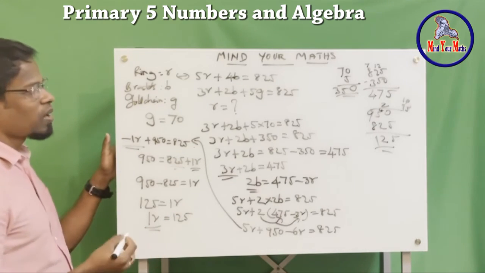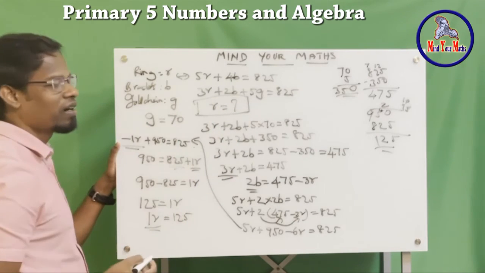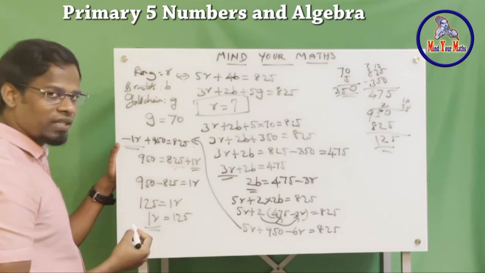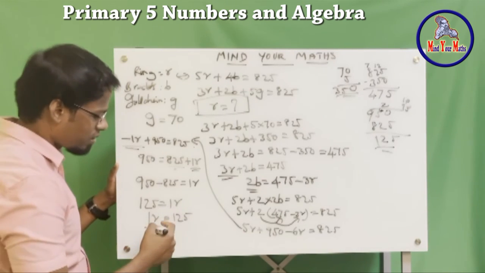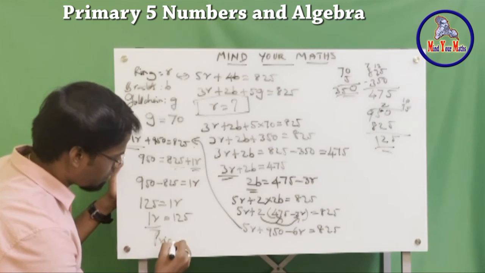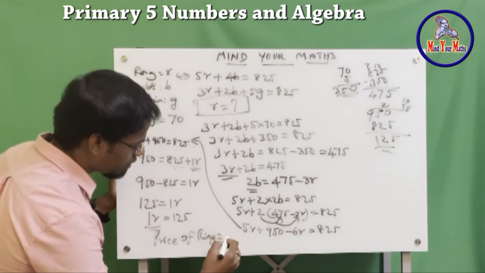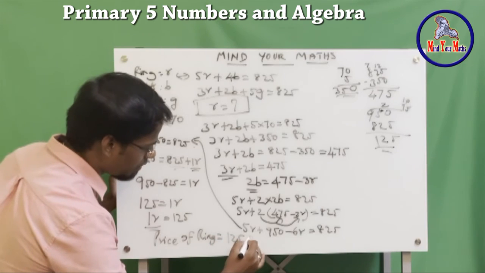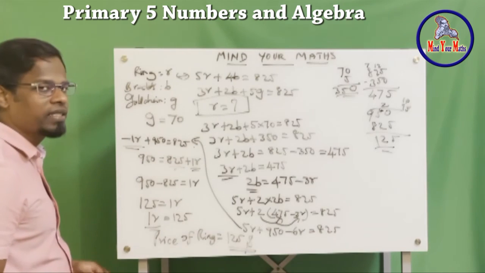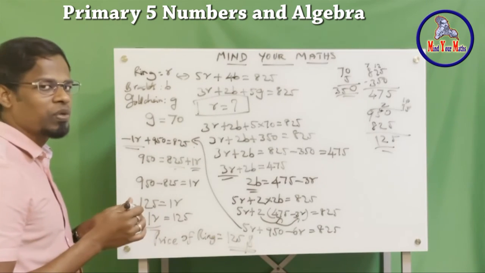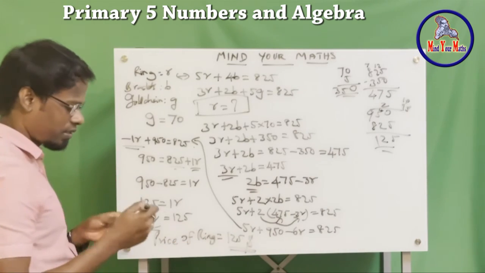So now as per the problem, what do we need to find? Yes, we need to find the value of R. Have we found it? Yes, because 1 time R is R itself, right? So the price of the ring is $125. You need to represent the answer with the exact unit we are supposed to use, which is dollars. That's why we have to write the dollar sign.